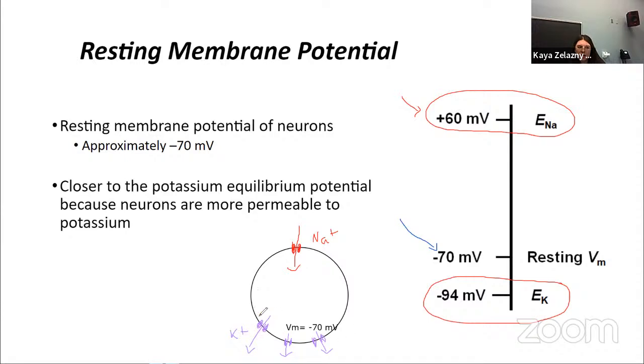And because potassium has a greater ability to move, because this membrane is more permeable to potassium, like there are more potassium channels, that means we're going to come down much closer to that membrane potential, right? So potassium is kind of winning because of that greater membrane permeability.